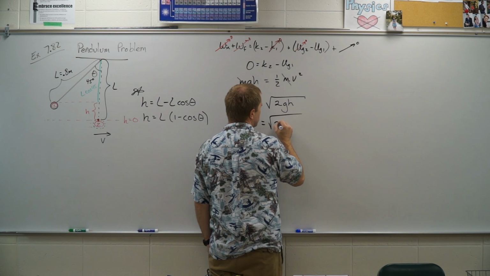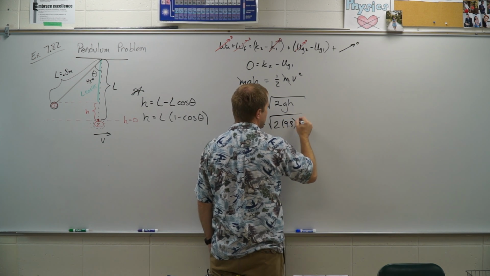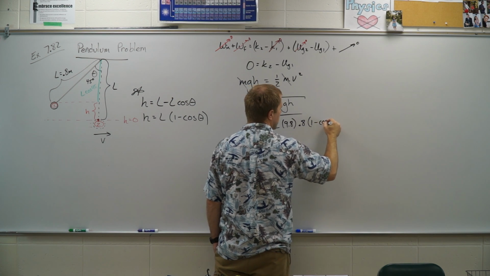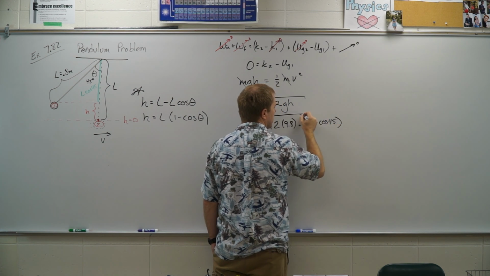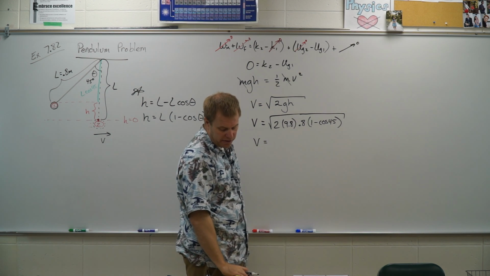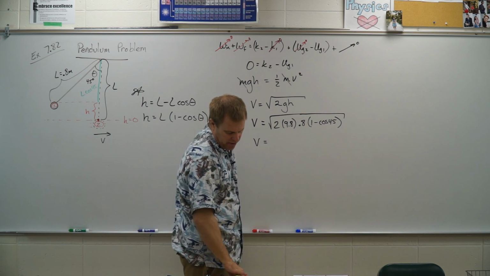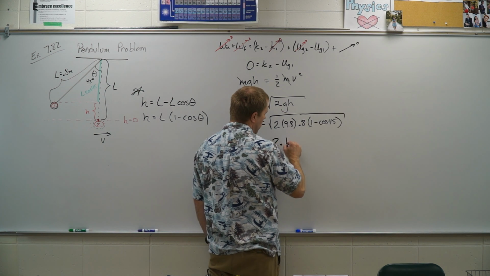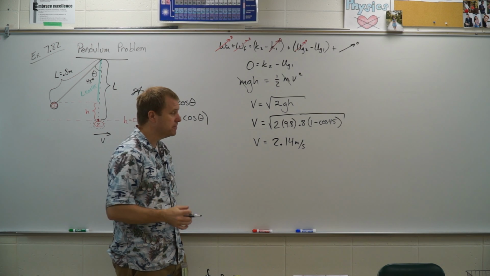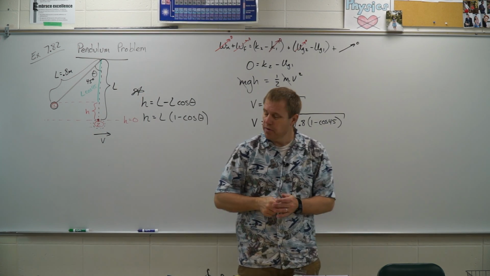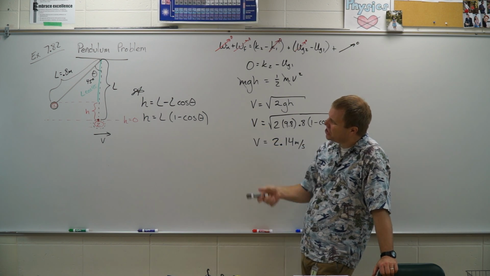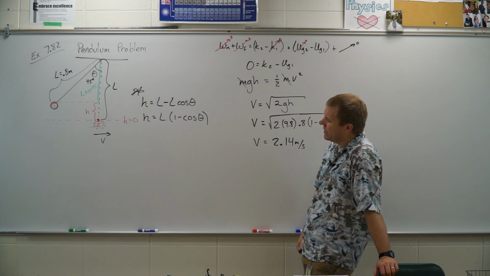So we have the square root of 2 times 9.8 times 0.8 times 1 minus the cosine of 45. Complete that square root there. And when we type that in our calculator, we should get a number of 2.14 meters per second for that speed. Okay. So now for part B, they want us to find the tension at this point over here.